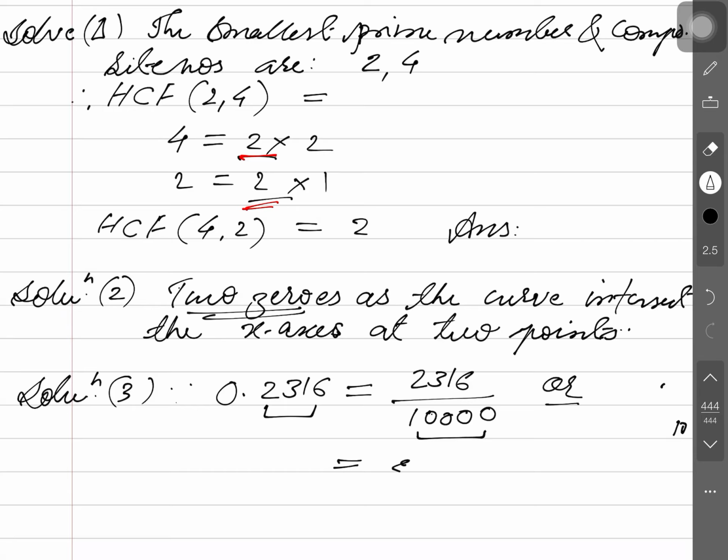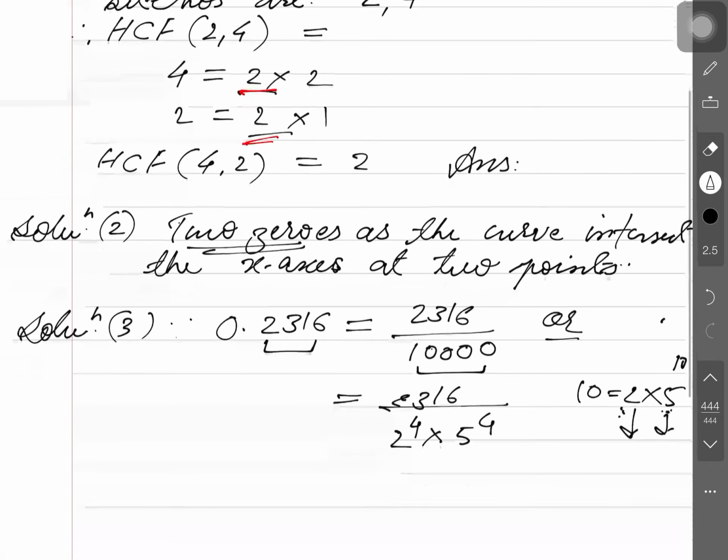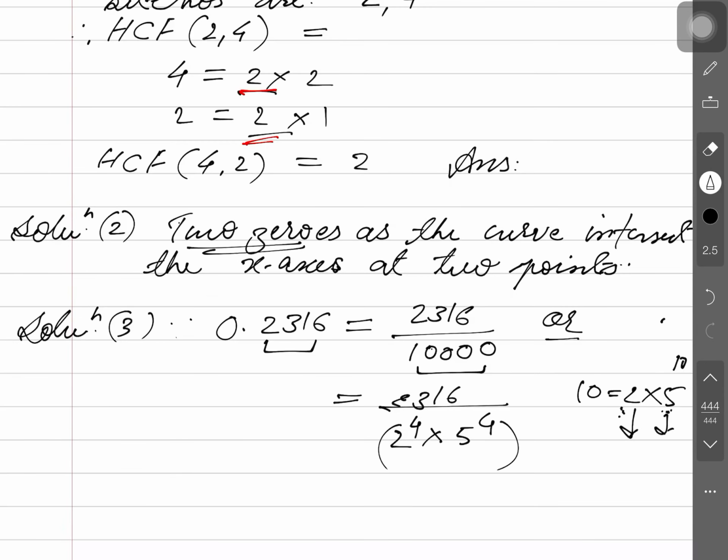So 10 makes 5 and 2, 2 and 5. So four 10s are here. So obviously what we can write here is 2316 over 2 to the power 4 and 5 to the power 4. Just understand this. Is that clear? So do we have to state the answer directly? No, because this number has factors 2 and 5 as prime factors here, but here 2 is also common in that.